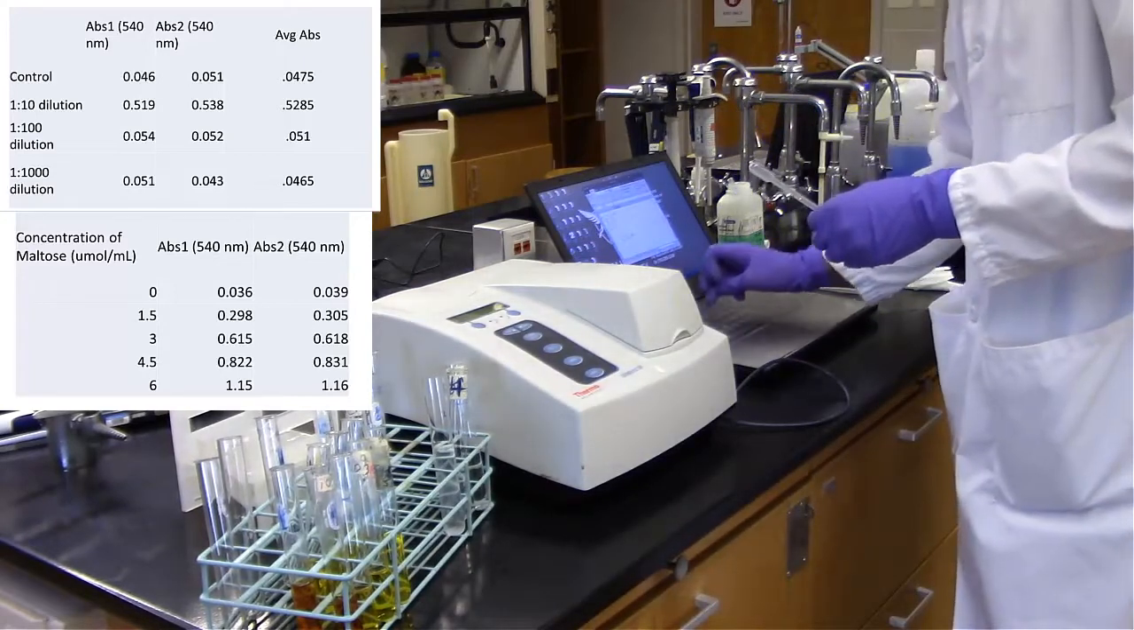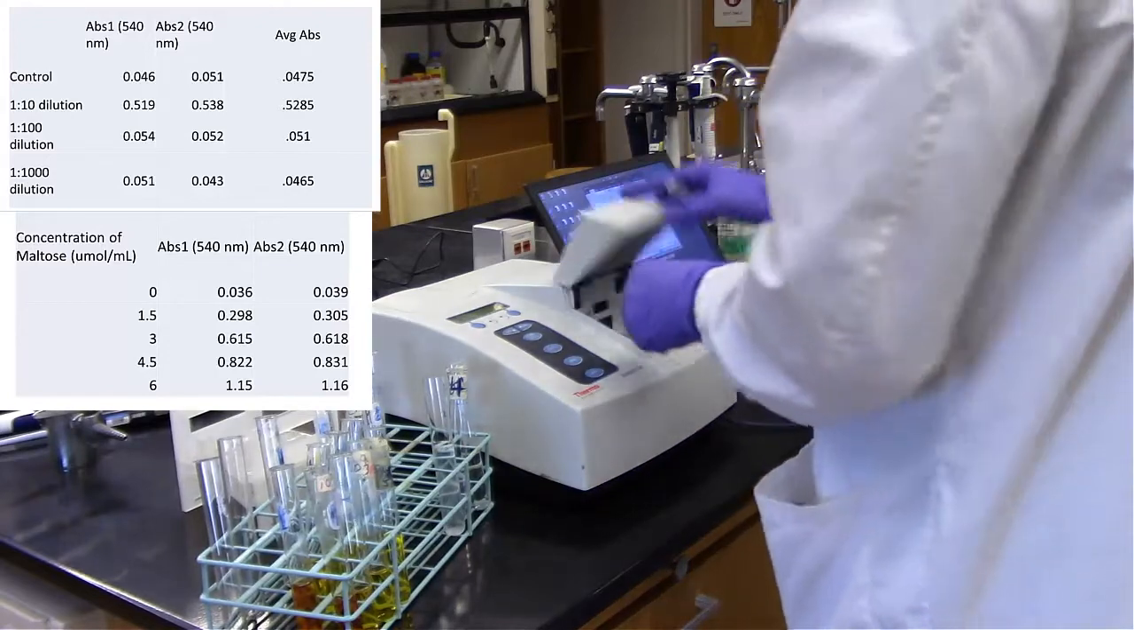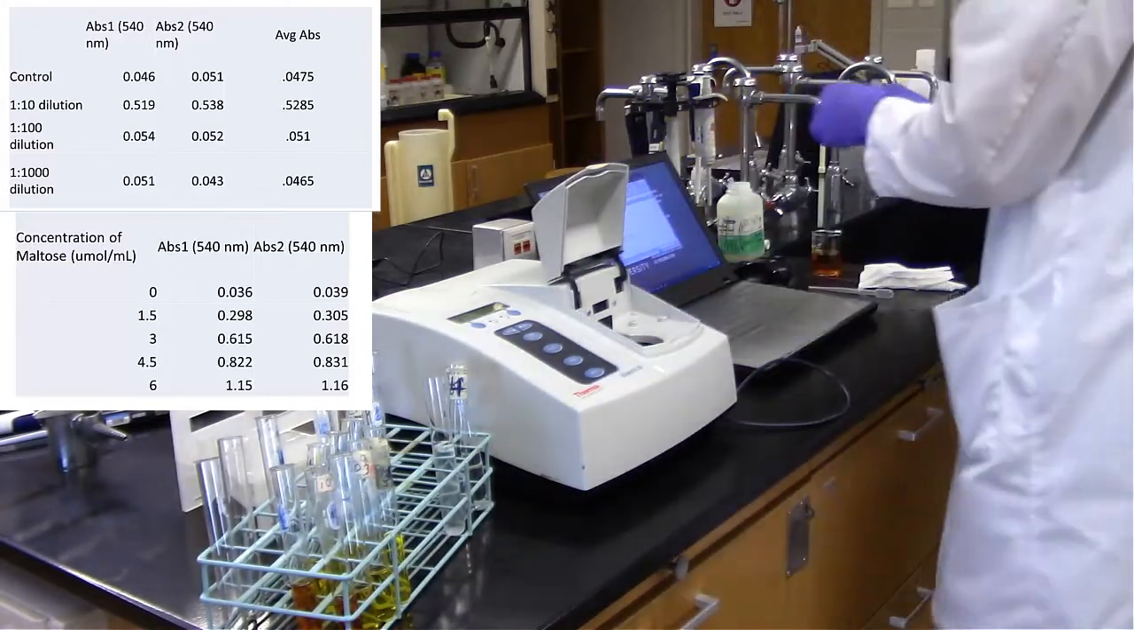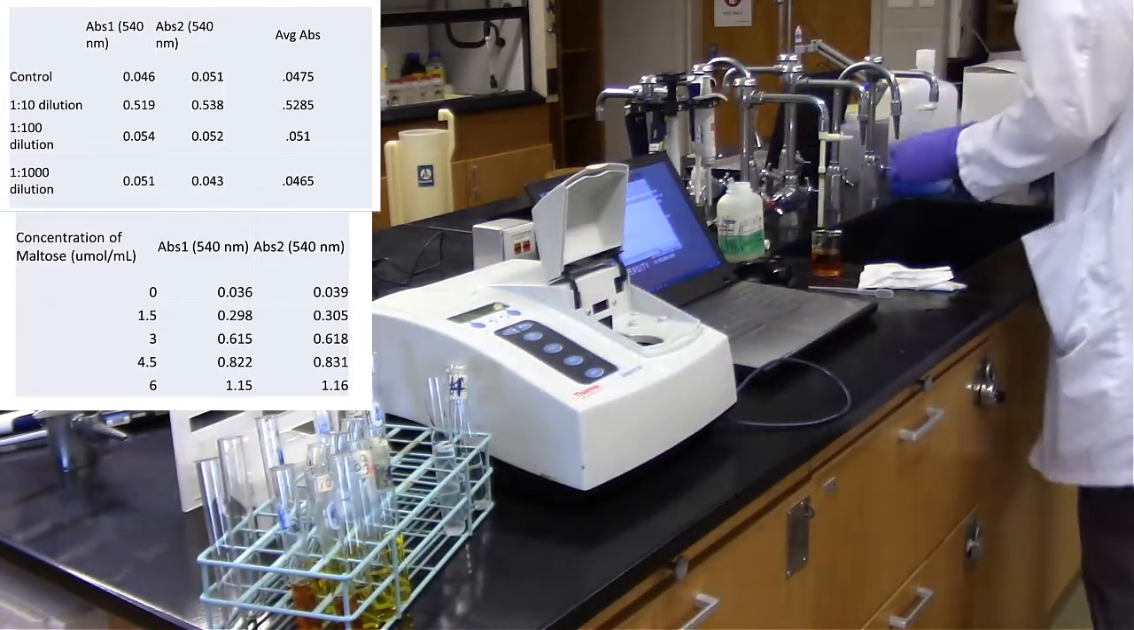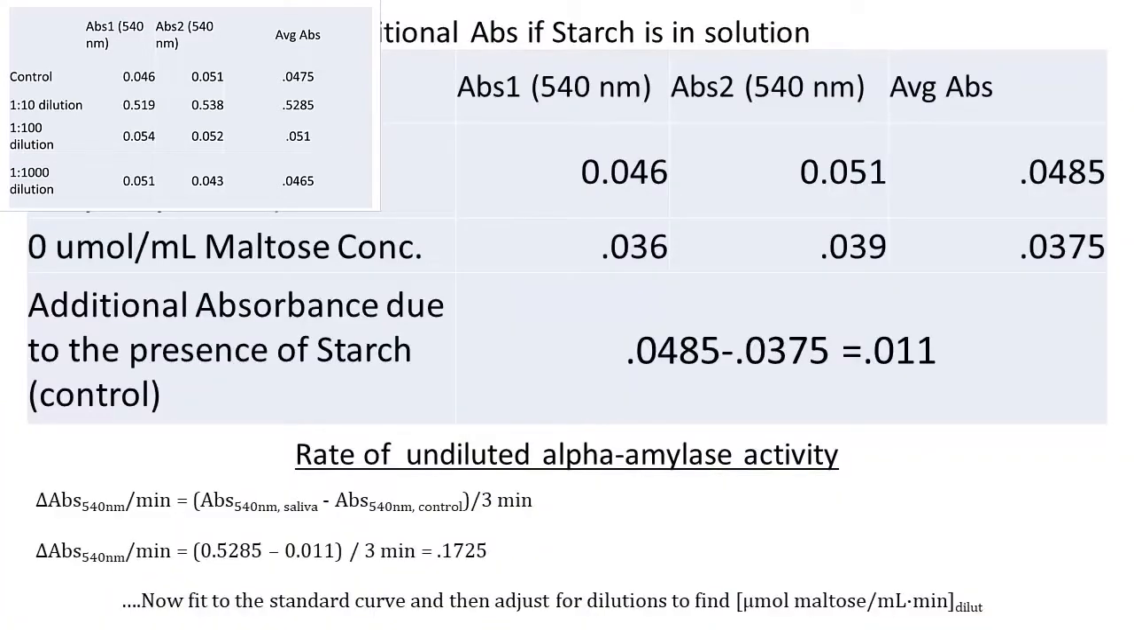Here's the original table that we got for part 1 of the experiment. Note that the concentration of maltose being at 0 had an absorbance of 0.036 and 0.039. We essentially need to subtract that out when we adjust for the controls that we're doing in this experiment. So that's what I have on this next chart here.